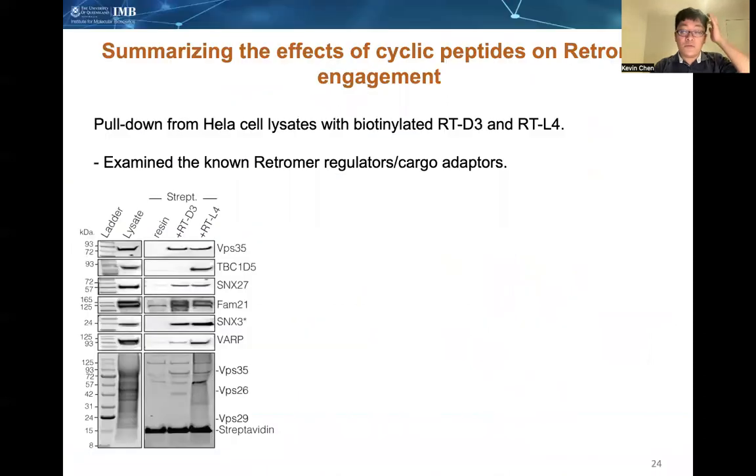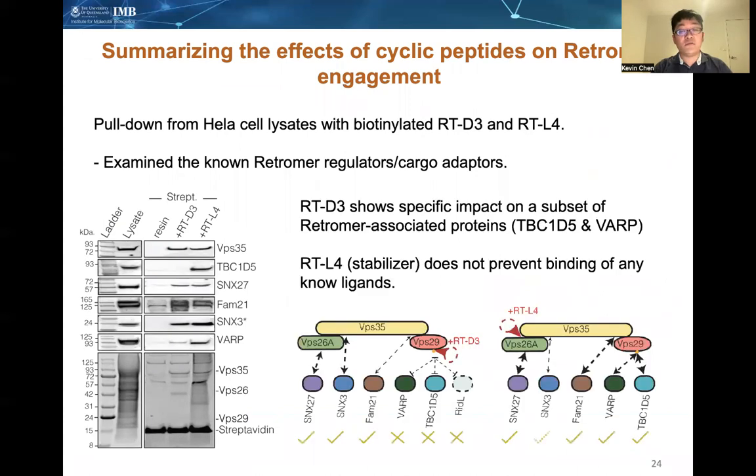So, we've not just done the recombinant protein, but also used the endogenous protein, using the HeLa cell lysate with the biotinylated D3L4 as the case, and the result looks consistent with our pull-down and our ITC, which is good.